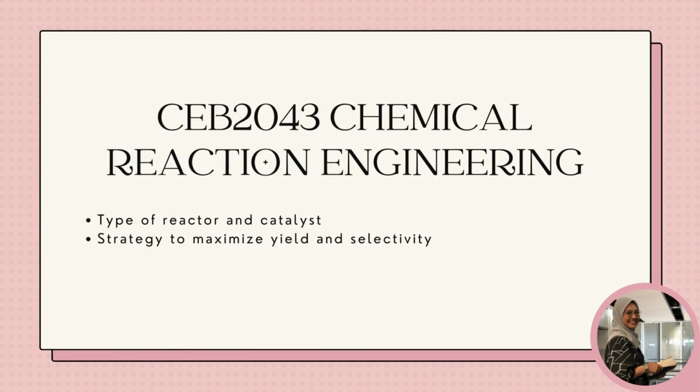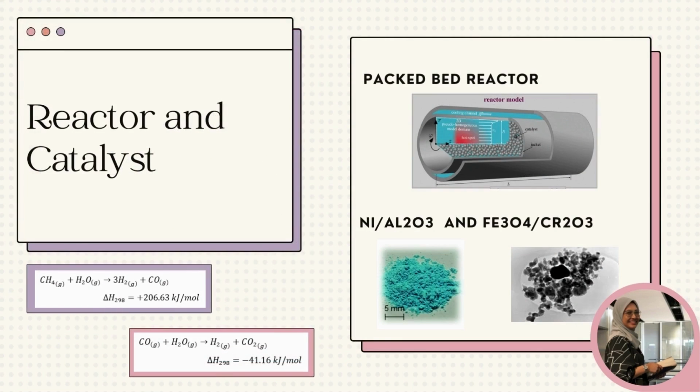Now in this topic, I will explain the reactor design and catalyst used in the reaction. In this part also, I will explain the strategy to maximize hydrogen yield and selectivity. First, let's revise the reaction. The SMR reaction is an endothermic reaction between methane and steam to produce hydrogen and carbon monoxide. The second reaction is the WGS reaction, an exothermic reaction between carbon monoxide and steam to produce hydrogen and carbon dioxide.